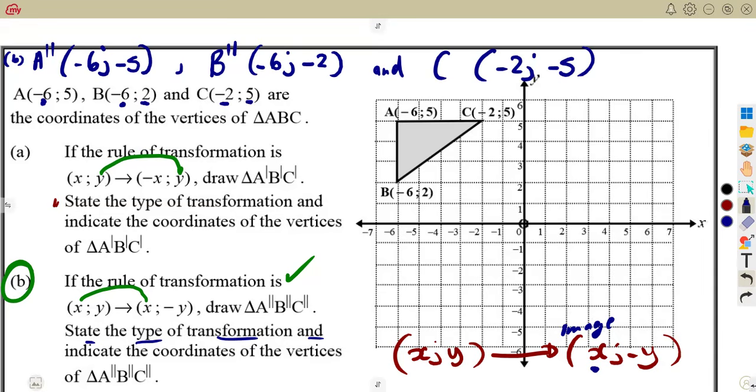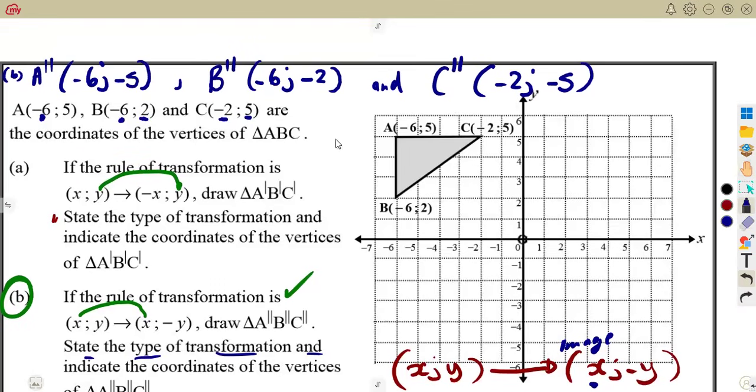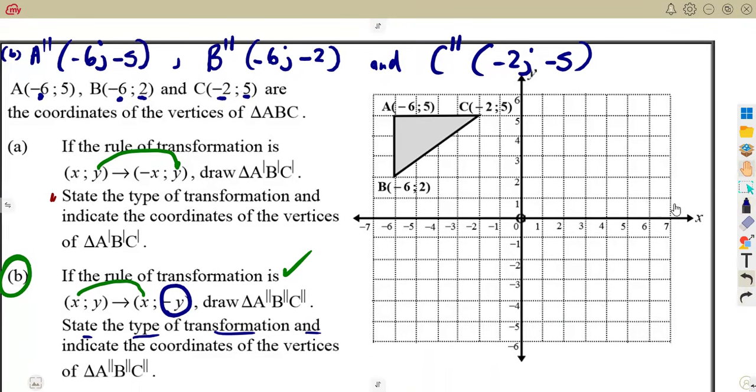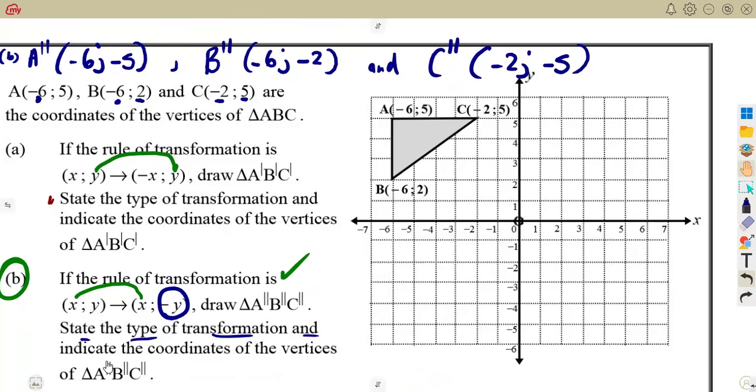So these are the coordinates that we are going to have for the image of what? The image of A, the image of B, the image of C under this rule that we are now given, (x, y) to (x, minus y). X does not change. It was minus 6, it's minus 6. It was minus 6, it's minus 6. It was minus 2, it's minus 2. It is the Y value which we are multiplying by negative this time. So after that, we can even draw our triangle by marking this, but in this case, they just want to state the coordinates. So these are the coordinates that we're going to have for the image.